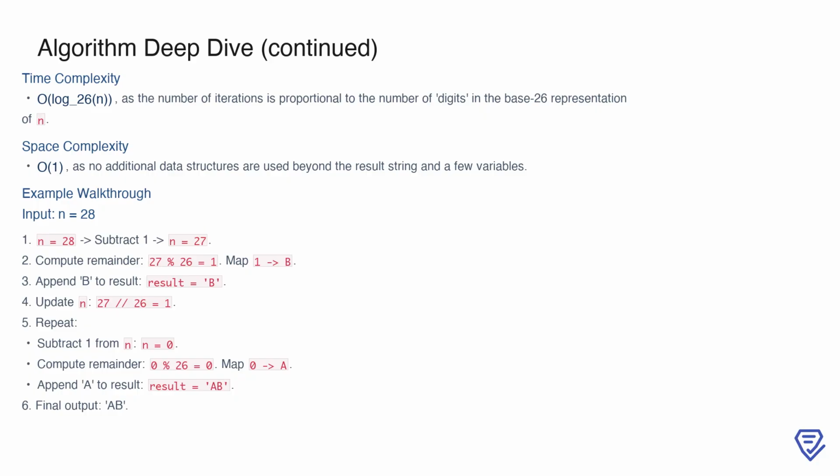To better understand the process, let's walk through an example where the input is n equals 28. We start by subtracting 1, giving us n equals 27. The remainder of 27 divided by 26 is 1, which maps to the letter B. Adding B to our result string gives us B. Next, we update n by performing integer division by 26, giving us n equals 1. Repeating the process, we subtract 1 from n, resulting in 0. The remainder of 0 divided by 26 is 0, which maps to the letter A. Adding it to the front of our result string gives us AB. Since n is now 0, the loop ends, and the final output is AB.